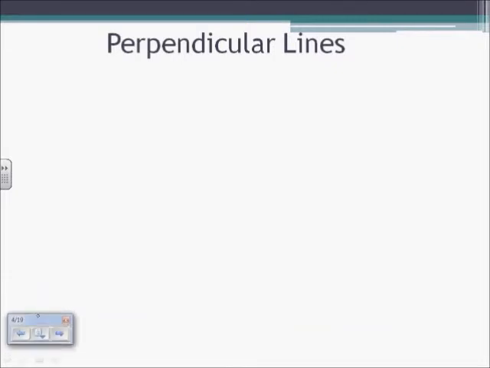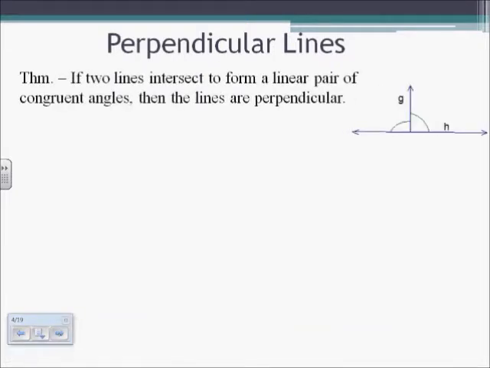Alright, some more theorems on perpendicular lines here. Theorem: if two lines intersect to form a linear pair of congruent angles, then the lines are perpendicular. And we will prove this theorem later. So we have a linear pair with the two lines created, G and H. Since they are congruent linear pairs, we have perpendicular lines. And again, we'll prove that later.